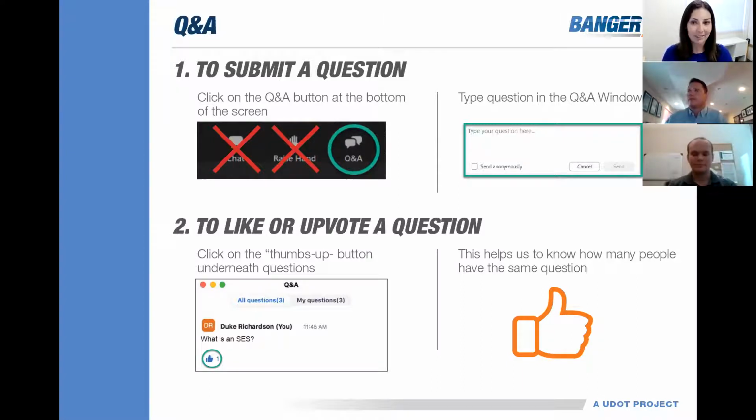Everyone in the meeting will be able to see the questions that have been submitted. After others have started submitting questions, you'll see a thumbs up icon next to those questions. If you have the same question and are interested in those answers, please use the thumbs up icon to like the question. Every like will move that question up on the list. Then when we get to the Q&A portion of the meeting, we're going to start with the questions that have the most likes next to them.